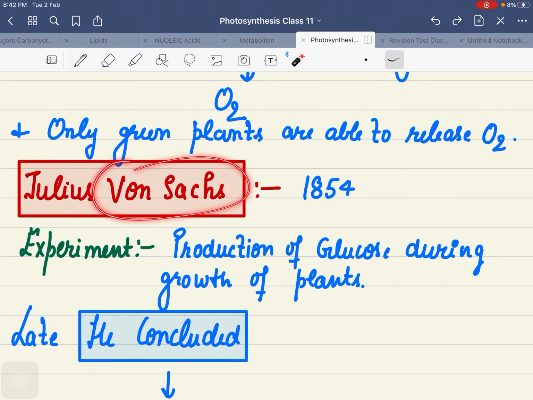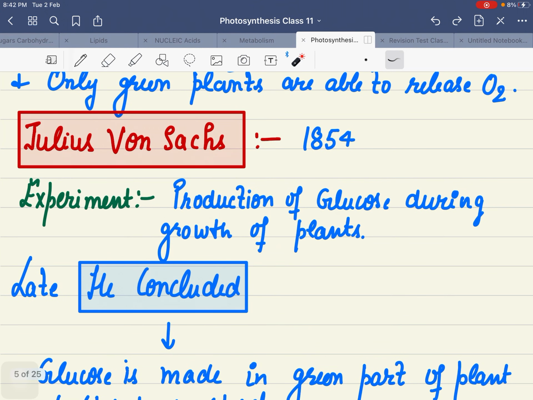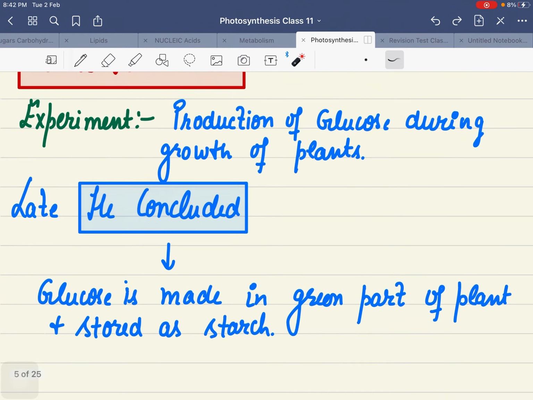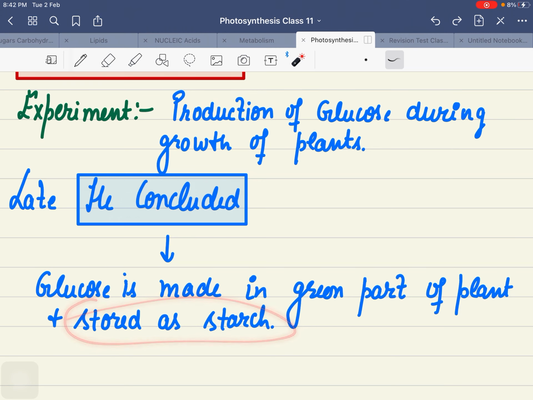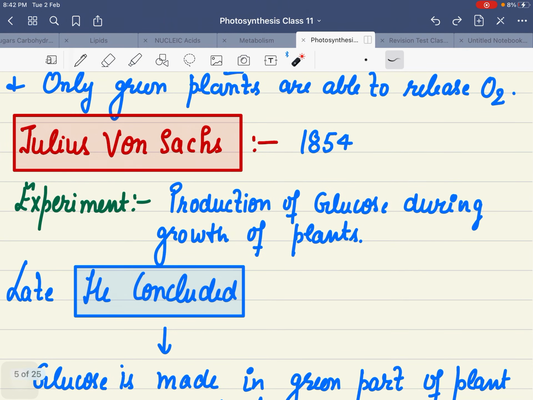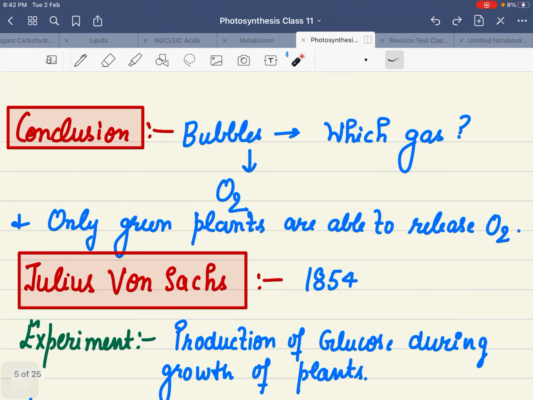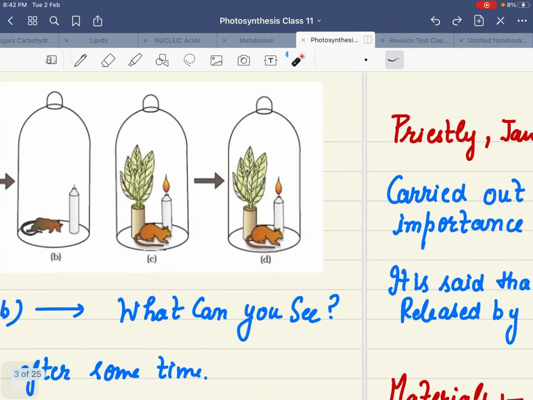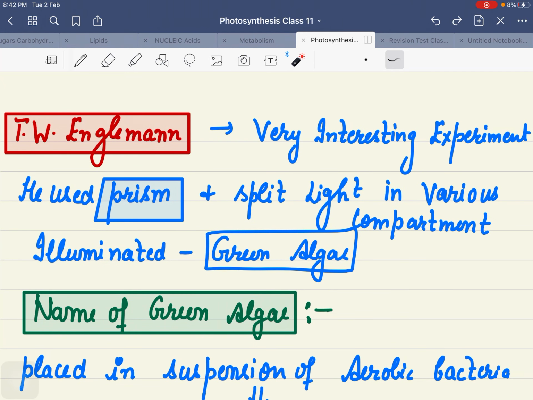Then comes Julius von Sachs. He told us that production of glucose is responsible for the growth of the plants, and it was observed that during growth of plants there was glucose production. So he concluded that glucose is made in the green part of the plant and stored as starch. So who gave us the importance of the starch? Who basically talked about the starch and glucose? That was your von Sachs. One more time, who talked about the sunlight? Ingenhousz. Who talked about the oxygen? That was your Priestley.